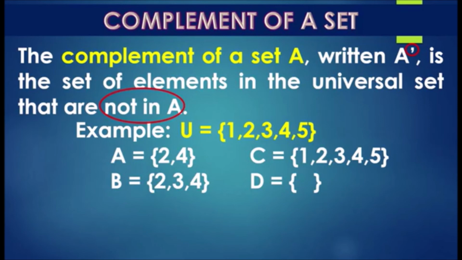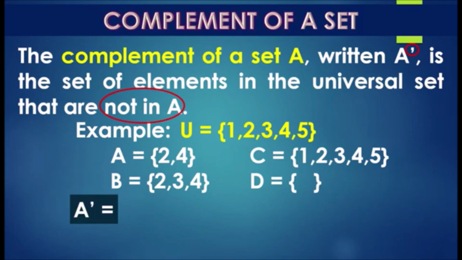Okay, for example, the universal set contains 1, 2, 3, 4, and 5. Then set A has elements 2 and 4. Set B contains elements 2, 3, 4. Then set C, we have 1, 2, 3, 4, and 5. And set D is an empty set.